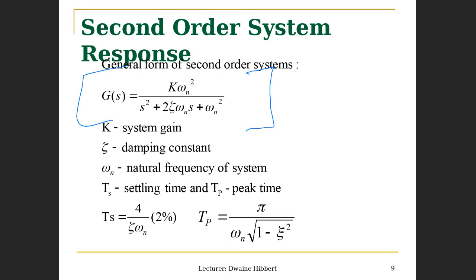The characteristic terms, settling time and peak time, as you have them, Ts and Tp respectively, are defined as such. Ts is usually expressed as an approximation, approximately equal to 4 over zeta omega n. That's the 2% settling time for a second order system. And the peak time is defined as pi over omega n times the square root of 1 minus zeta squared. These are some of the formulas associated with the characteristic terms for a second order system.